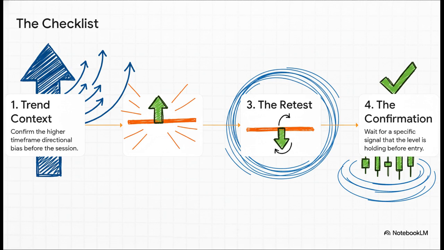Think of each one as a filter. Each step is designed to weed out the bad setups, the low probability scenarios, until only the A-plus trades are left. So let's break down exactly what we're looking for in each step.